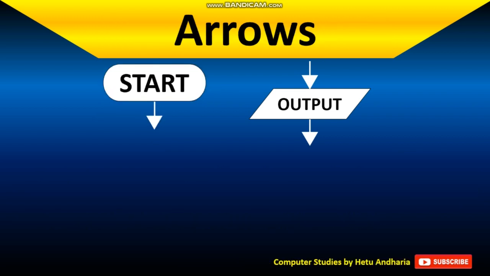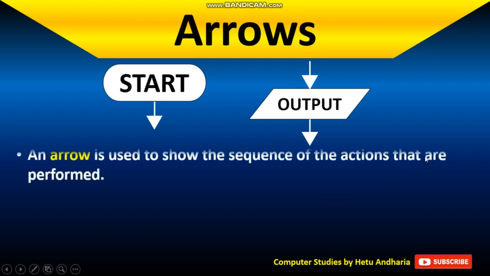Now the next symbol is the arrow. In this example of the terminal symbol, you can see the arrow over here, right? In the output also you can see the arrow on the top and the arrow on the bottom. So an arrow is used to show the sequence of the actions that are to be performed, or we can also say that it suggests the flow of the program. From start, the flow of the program is going towards this direction.